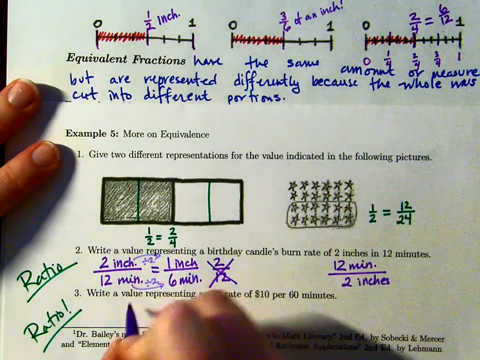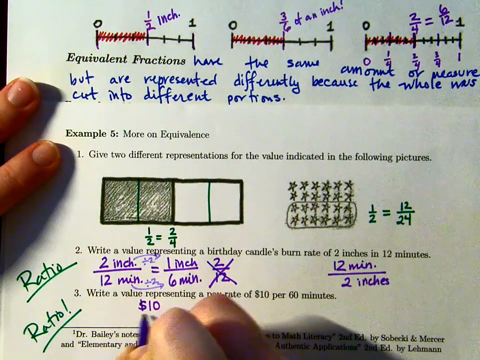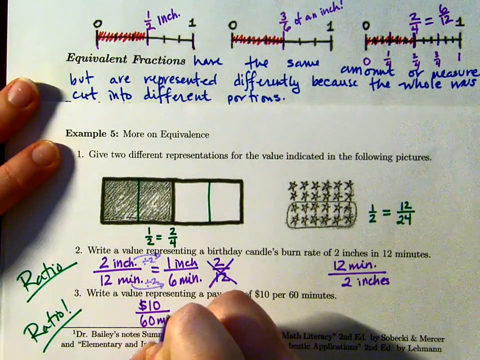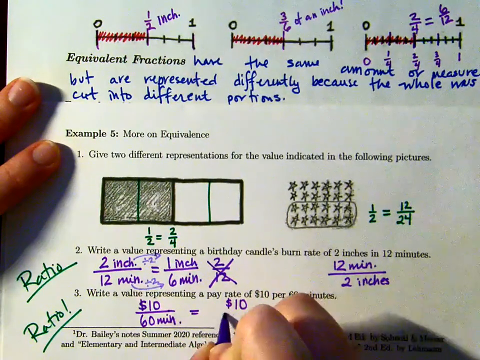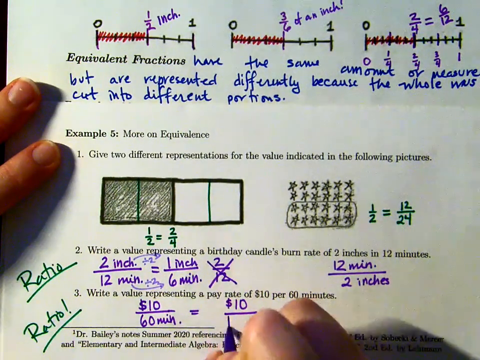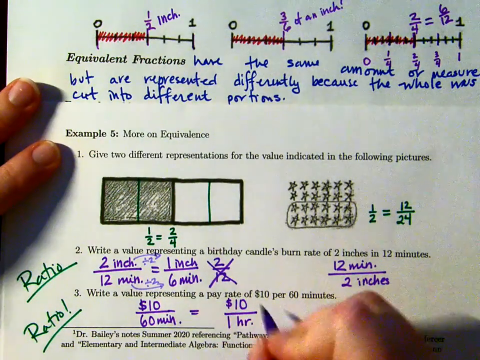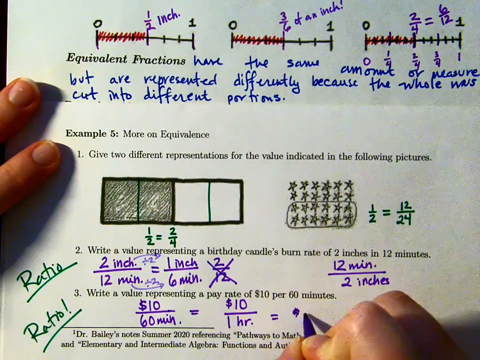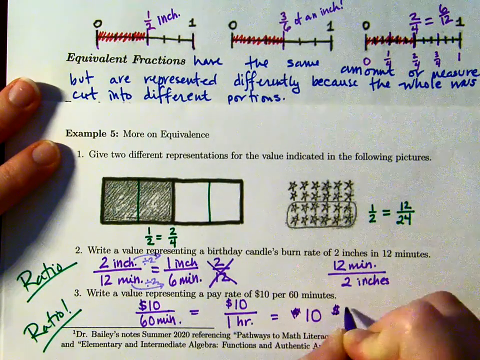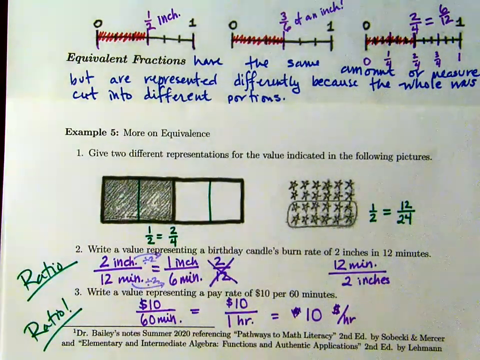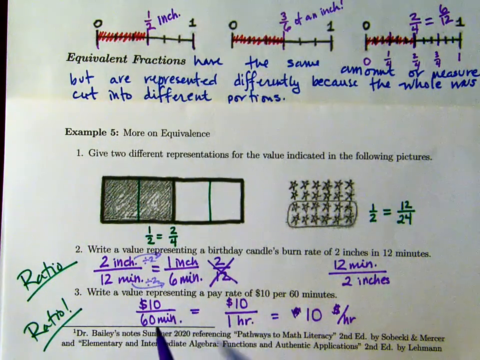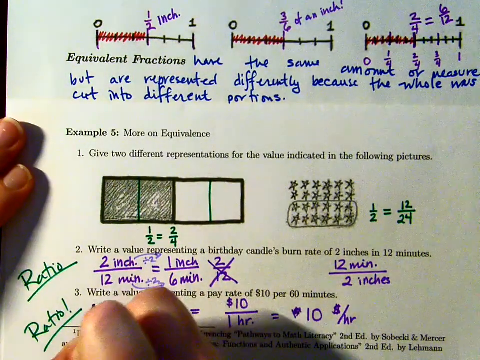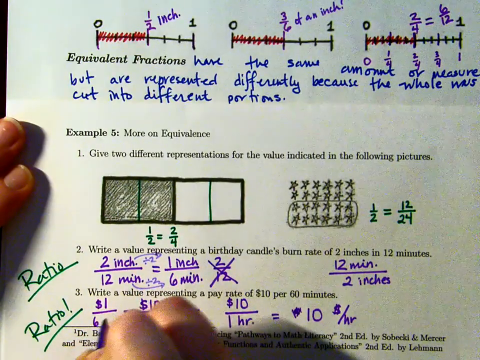So let's see. $10 in 60 minutes, or equivalently, a lot of people prefer to rewrite 60 minutes as 1 hour, or equivalently, a lot of people like to write $10 per hour. Okay, all of those are equivalent. You could have written $1 for every 6 minutes.